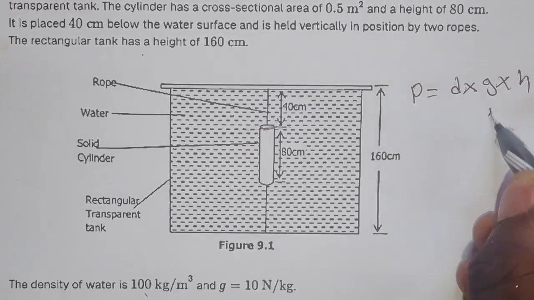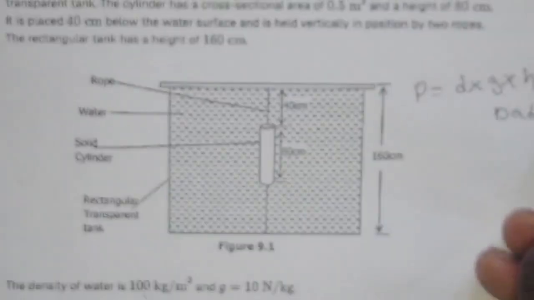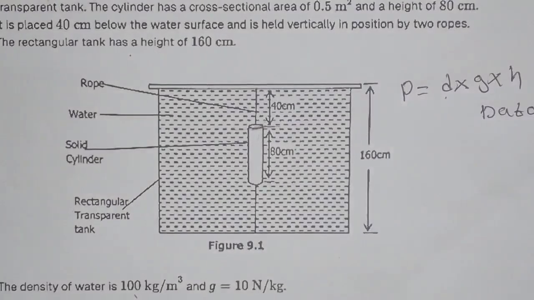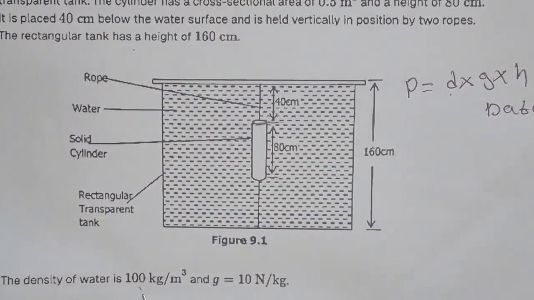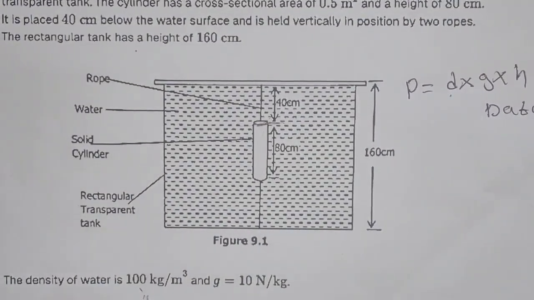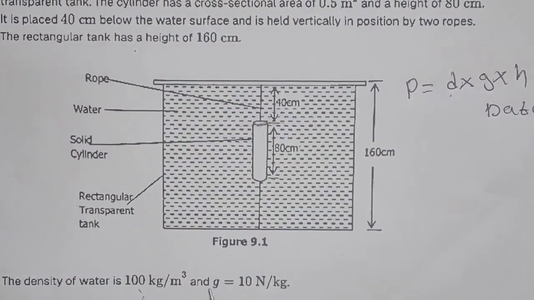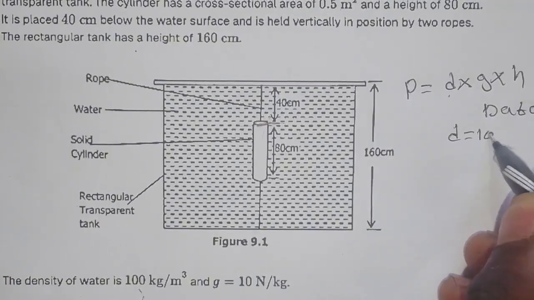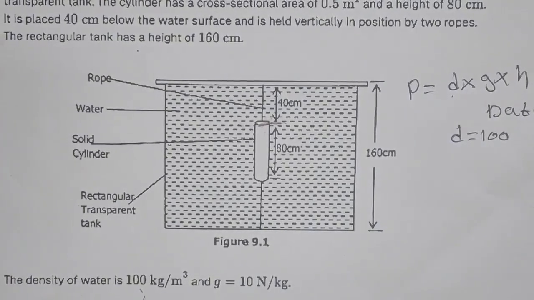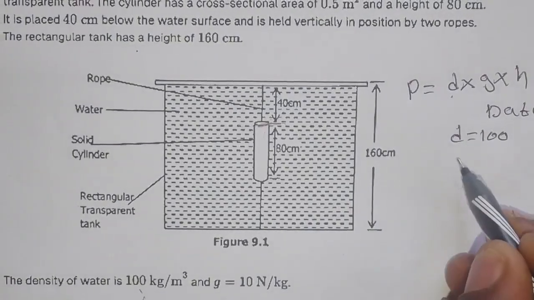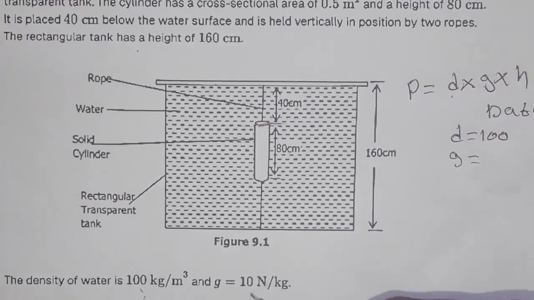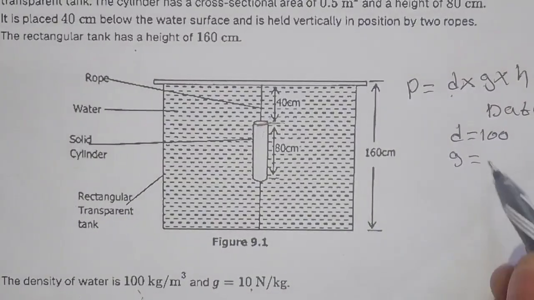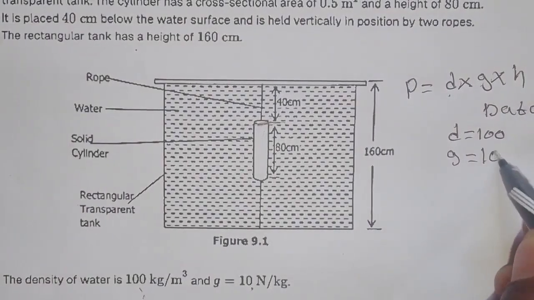So you write down your data here. Under data, do we have density? Yes, density we have been given here. We have density which is 100 kg per meter cubed. So I'm going to put D is equal to 100. We also have gravity which is 10 Newton per kg, as we have been told in this question. So our gravity is 10.